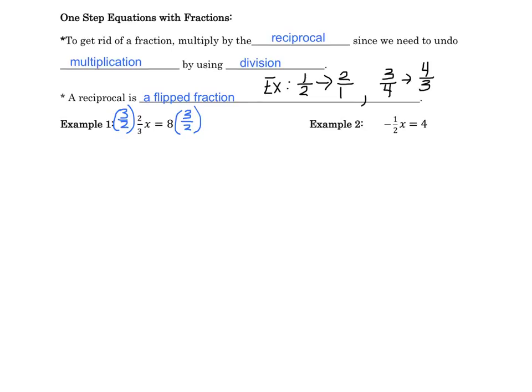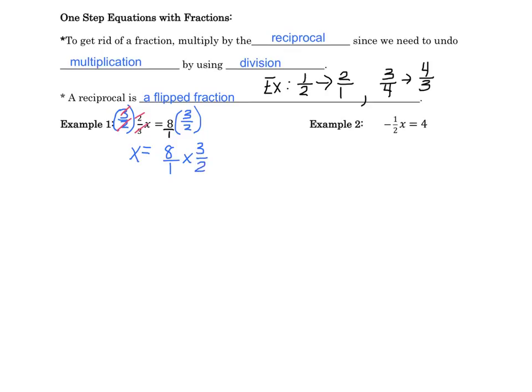Now look at the equation. You have 3 over 2 times 2 over 3, x equals 8 times 3 over 2. This is going to cancel because 3 and 3 cancel and 2 and 2 cancel. So now you're left with x. Your next step is bring down the equal sign. Now we have an 8 there. Whenever you have a whole number like 8, you always want to put it over 1 when you're multiplying fractions. So now you have x equals 8 over 1 times 3 over 2.